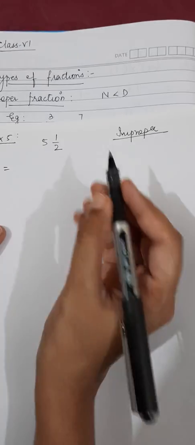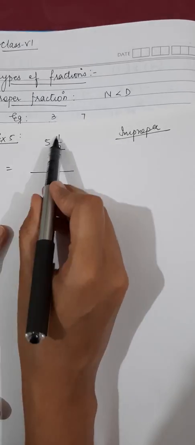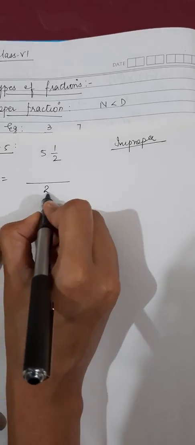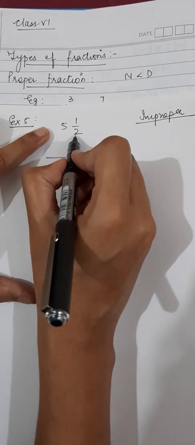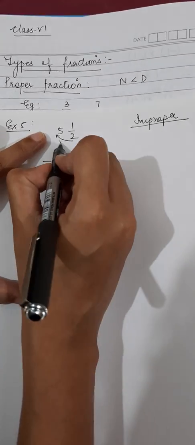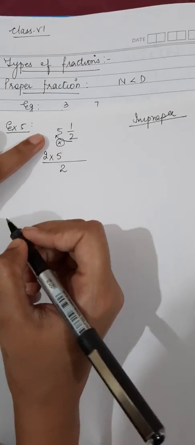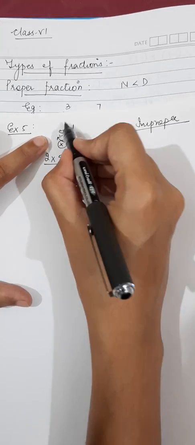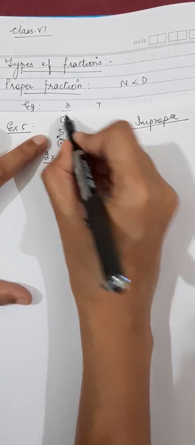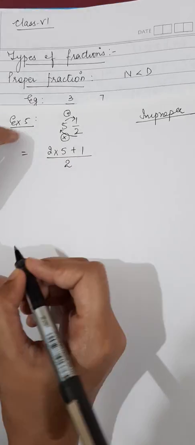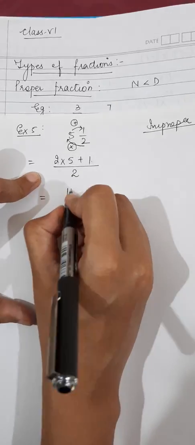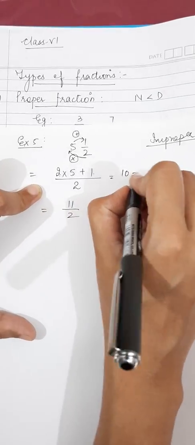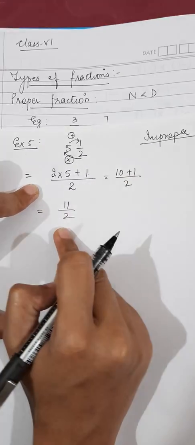See. What is in the denominator? 2. So I am going to write 2 as it is in the denominator. Now what I am going to do is multiply 2 and 5. These two numbers I am going to multiply. So 2 into 5. And whatever will come, I am going to add in that 1. So it will be plus 1. So this will come 2 5s are 10. 10 plus 1, 11 upon 2. And this will become 11 upon 2.